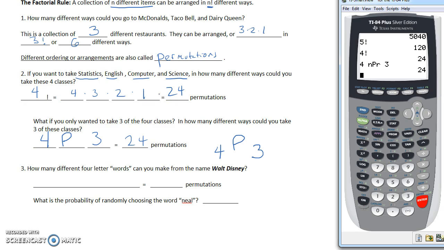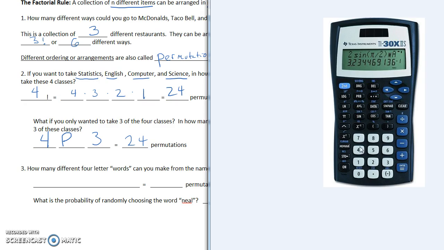Okay? So if you have that TI-30 calculator that we were talking about earlier, again, you're going to hit 4, then go to this probability menu, and you will see nPr in that choice. Or if you have a different type of calculator, it might be in the second function.